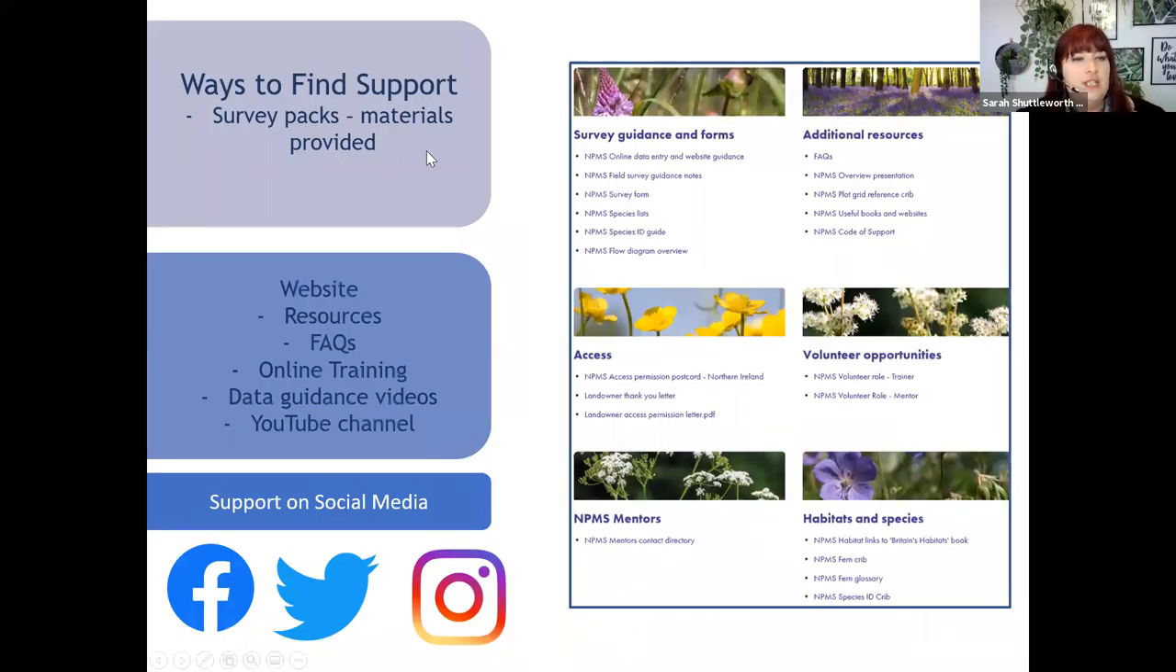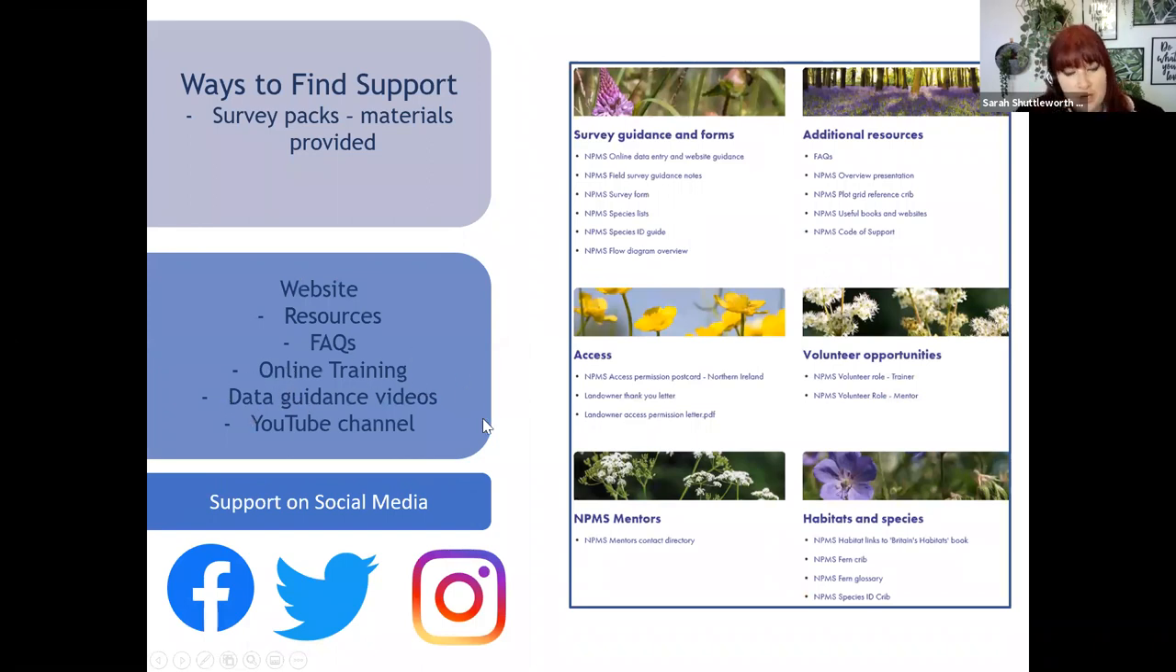And then ways to find support. Obviously there's as much help as we've possibly been able to pack into your survey packs, but the website is an absolute wealth of resources. Under our resources page, we've got all these different documents that you can access, or individual links for habitat and species ID. We're obviously running all the online training.